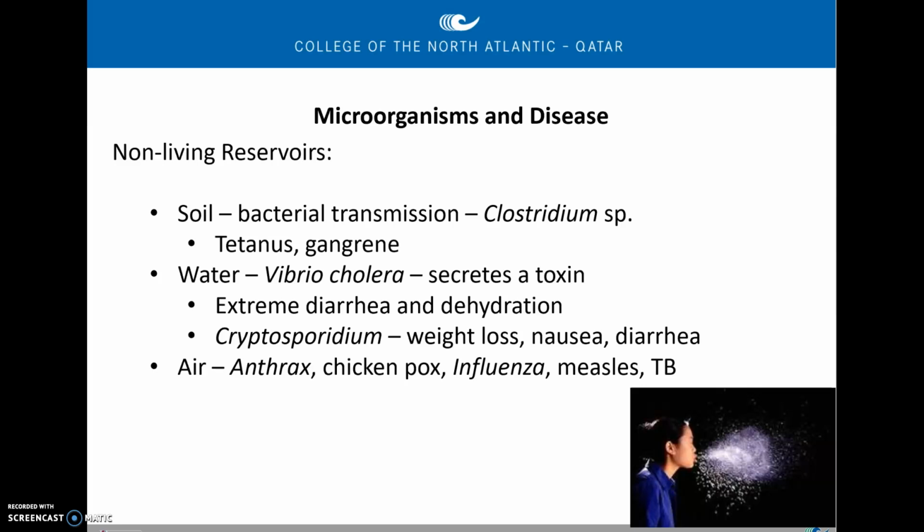And then we don't necessarily need to be living in order to be a reservoir. We can also have non-living reservoirs. Soil, water, air, all physical parts of the environment but not living, they can all be a reservoir for infection. If you cut yourself outside, like I said earlier in the lesson, you can get Clostridium tetani. That's a pathogen carried in the soil. Water can carry things like cholera. Anthrax can be carried in soil, and the air can carry things such as influenza, measles, and tuberculosis.